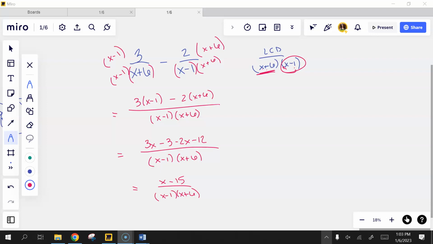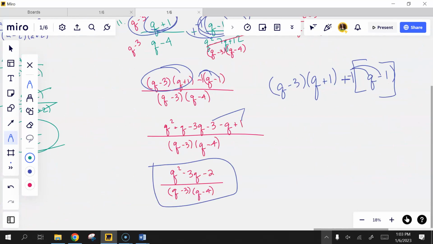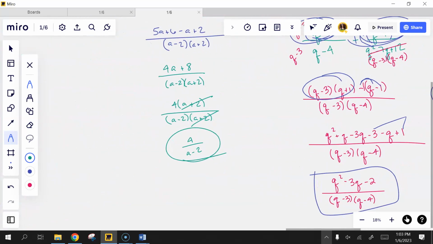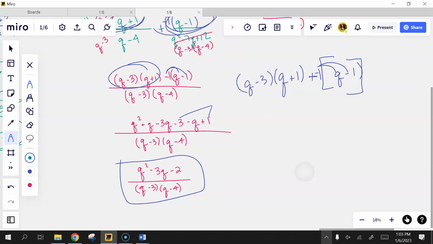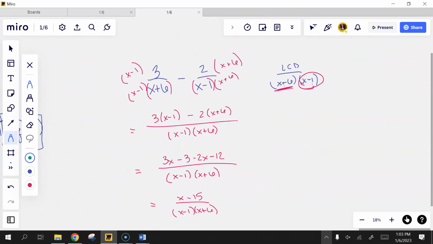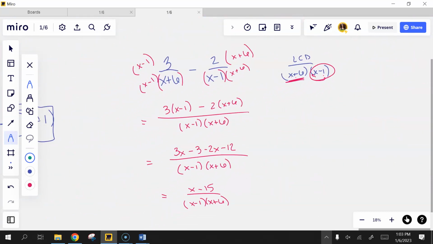Go back to the first example that we ever did, the times 3 and times 7. It's the same thing as that. So do you understand where the LCD came from? No, I don't understand. Why can't I just times it by 6? If you times this by 6, you're going to have 6x plus 36. X minus 1, you times it by x plus 6. Your bottoms have to look exactly the same.